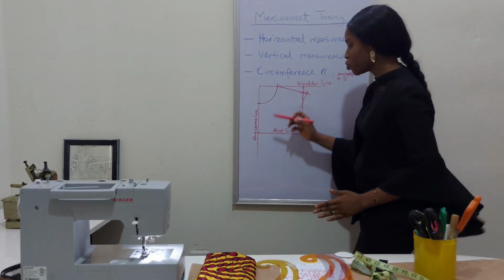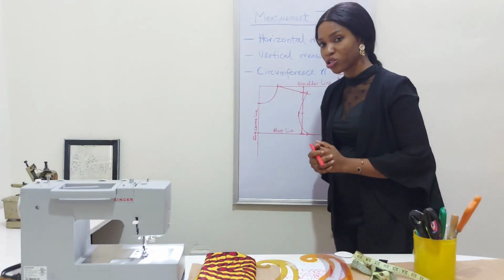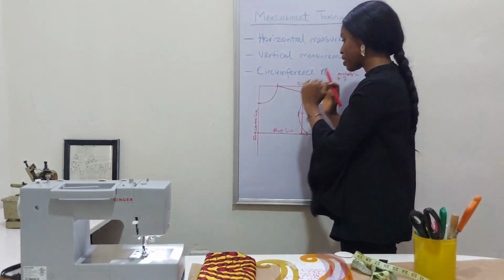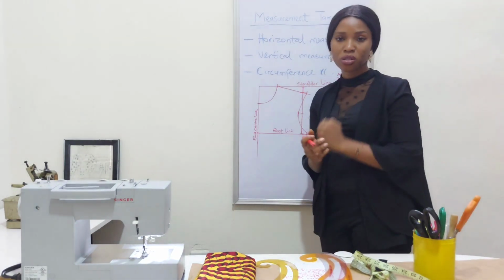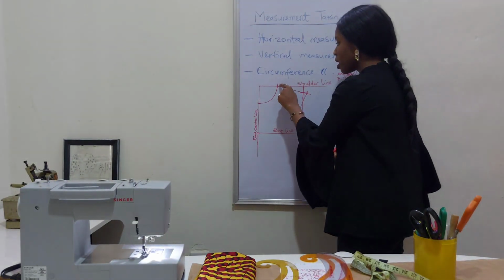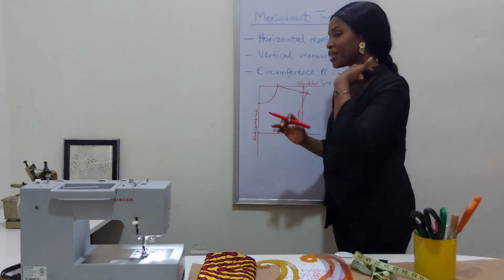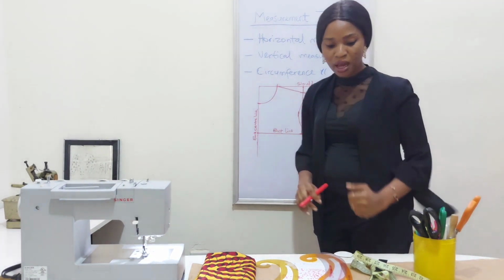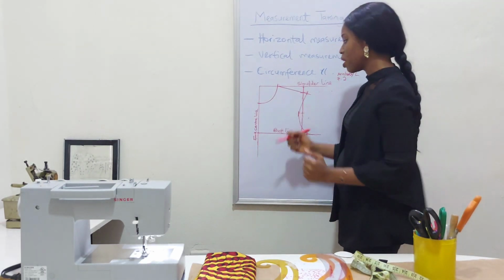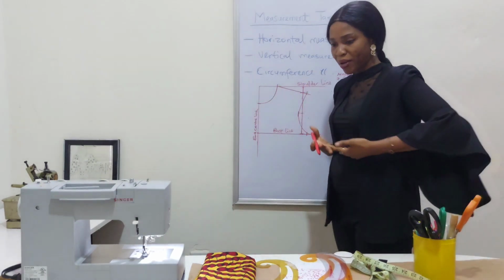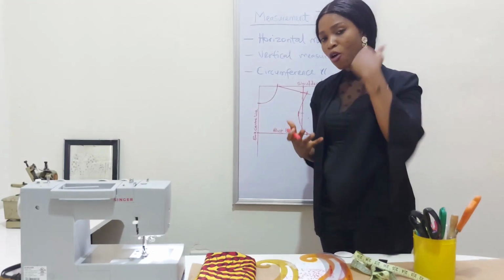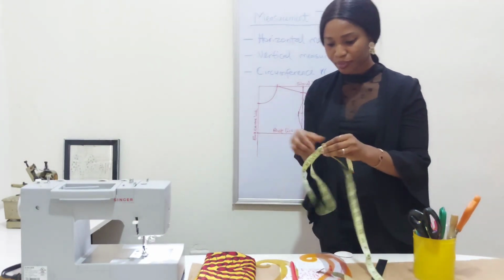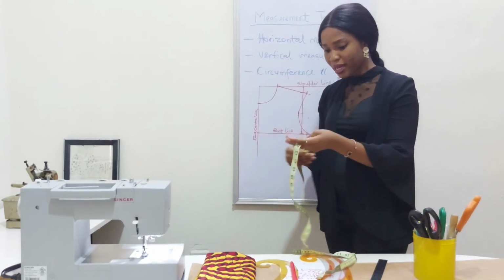Now the next thing we're going to do is to mark the other vertical measurements that we need. I'll put it on the screen for us to know the particular measurements we need for the front bodice. So from this shoulder point, remember this point here is the highest point of your shoulder, and we had some measurements we took. If I'm going to know the length of my waist from the shoulder, I would place my tape here.